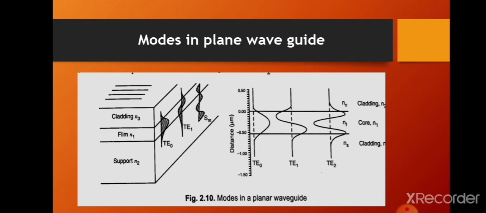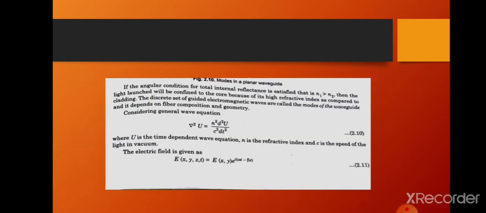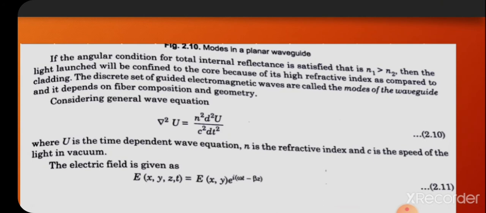So in the previous diagram, different modes are shown, and for a light wave to pass through the core of the optical fiber it should satisfy total internal reflection, and for total internal reflection to take place n1 should be greater than n2. The general wave equation can be written as del square u equal to n square d square u divided by c square dt square, and by Maxwell's equation we can write the electric field vector as E of x comma y comma z comma t equal to E of x comma y into e raised to j omega t minus beta z, where beta is the propagation constant.